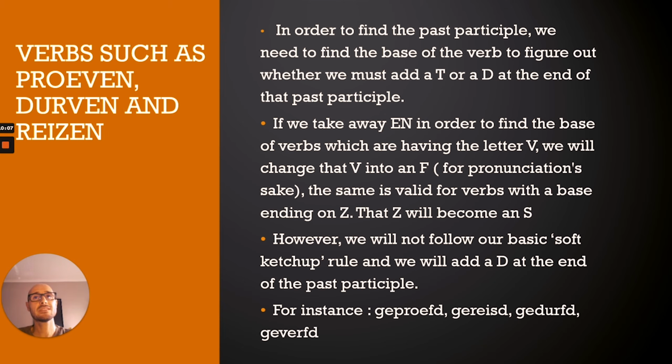Okay, so then you'll be saying, the last letter of the base of the verb is an F or an S. That is part of 't kofschip. So we have to add a T. No, this is an exception. Instead of adding that T, you will add a D. So be careful with verbs where the base of the verb ends with a V or a Z. You will change that V into an F, and that Z into an S. You'll be tempted to add a T. No, it should be a D. Alright, so this is the explanation for these kinds of verbs.